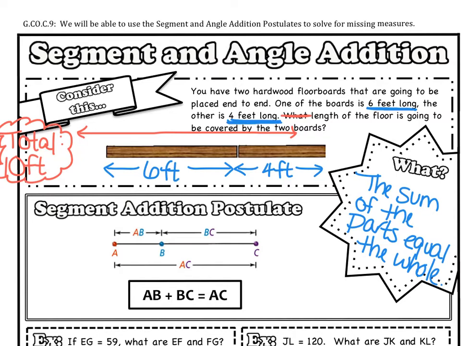So let's take that information and look at the segment addition postulate, which is down here at the bottom. What the segment addition postulate basically says is that same thing: the sum of the parts equals the whole. So if you have a segment that is broken into two pieces, if you add those two pieces together, it's going to equal the total length of the segment. So what we're going to do is use that today to actually solve for some missing pieces. So let's go ahead and take a look at some examples.